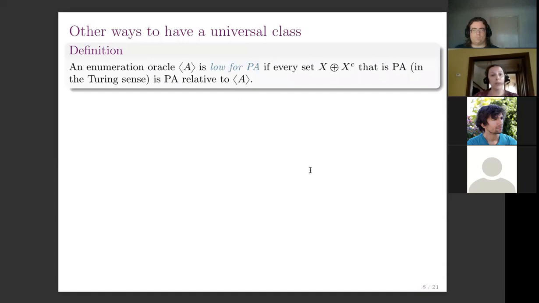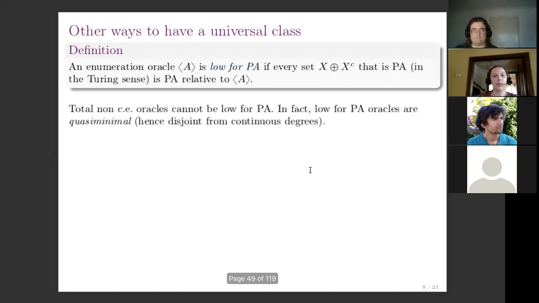There are other ways. So here's a definition. Let's say that an enumeration oracle A is low for PA if every set that is PA, just in the Turing sense, just any old PA set, well, its total version is PA relative to A.